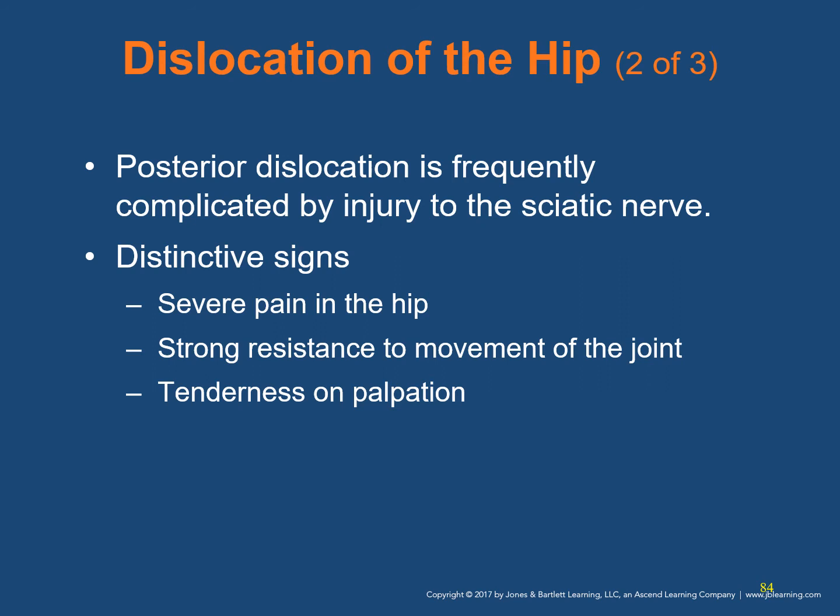Patients typically lie with the hip joint flexed and the thigh rotated inward toward the midline of the body over the top of the opposite thigh. With the less common anterior dislocation, the limb is in the opposite position, extended out, externally rotated, and pointed away from the midline of the body. Dislocation of the hip is associated with very distinctive signs. The patient will have severe pain in the hip and will strongly resist any attempt to move the joint. The lateral and posterior aspect of the hip region will be tender on palpation. Occasionally, sciatic nerve function will be normal at first and then slowly diminish.